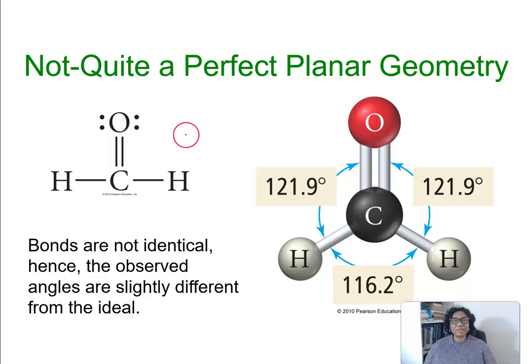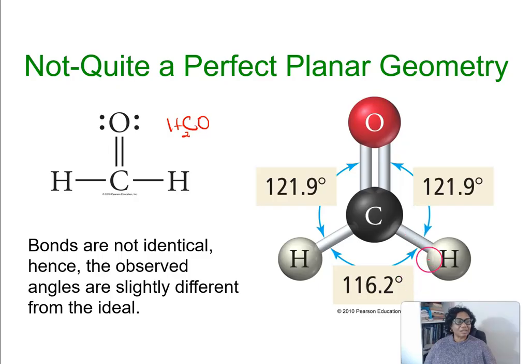Another example is this molecule. This is H2CO. Bonds are not identical, hence observed angles are slightly different from the ideal. So you have 3 electron groups: 1 double bond and 2 single bonds. So this forms a trigonal planar geometry.